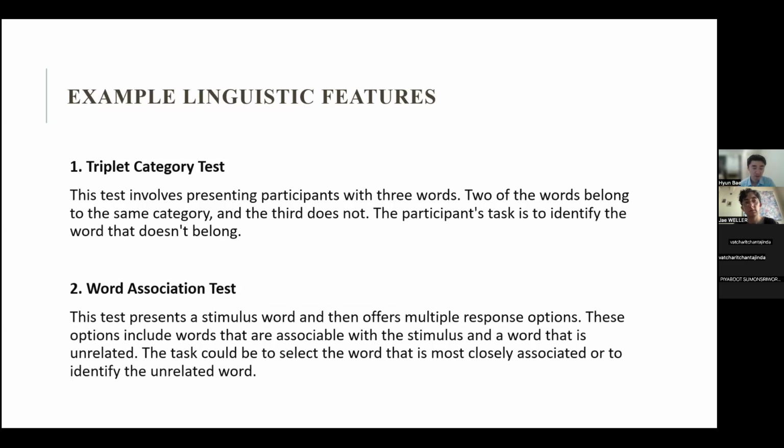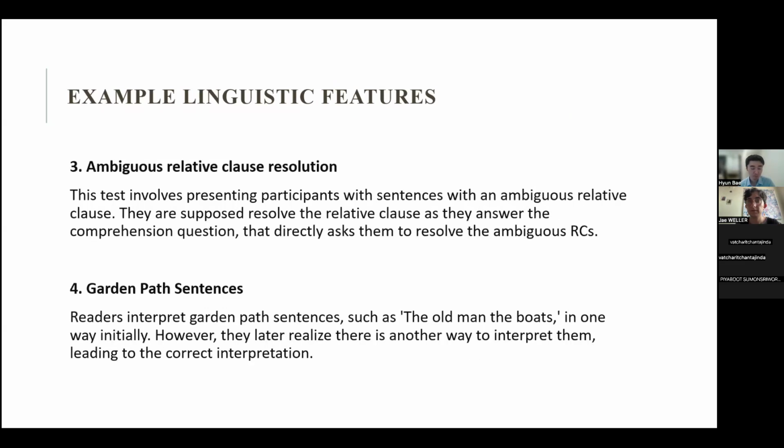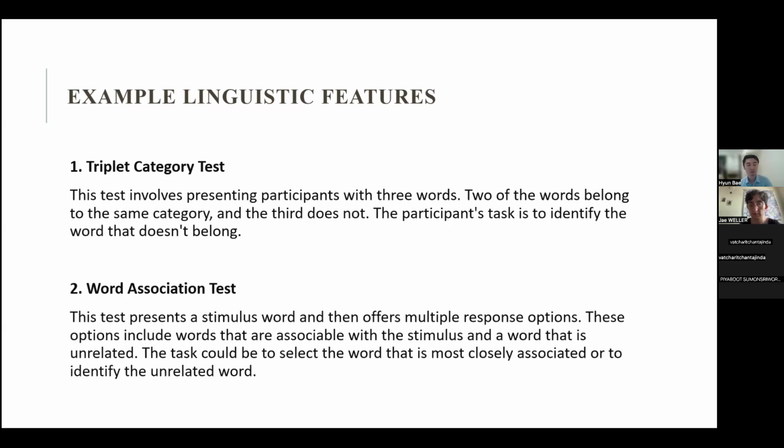For this, I'm going to use not only ambiguous relative clause, but other linguistic features. Some triplet category tests, where we provide triplets of words to participants, and they have to choose 2 words that are in the same semantic category. Second, word association test, similar, but they have to find words that are associable to each other. Ambiguous relative clause resolution, and garden path sentences, the sentences that require reinterpretation. I'm going to show you what it looks like.